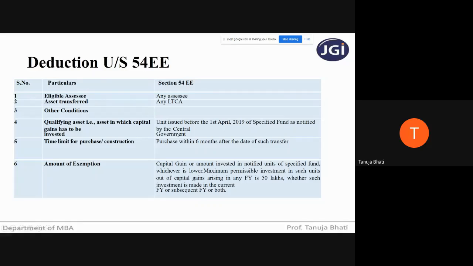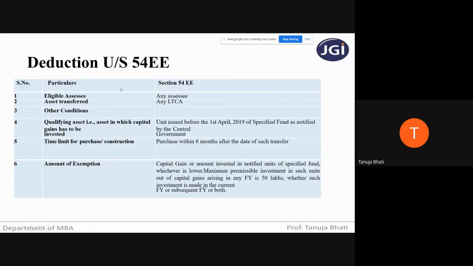If it is invested in these particular units that are notified by the central government, and that subscription to the units is made within 6 months from the date of transfer. And similarly, the amount of deduction will be the capital gains or the amount invested in notified units of specified fund, whichever is lower, maximum 50 lakhs.